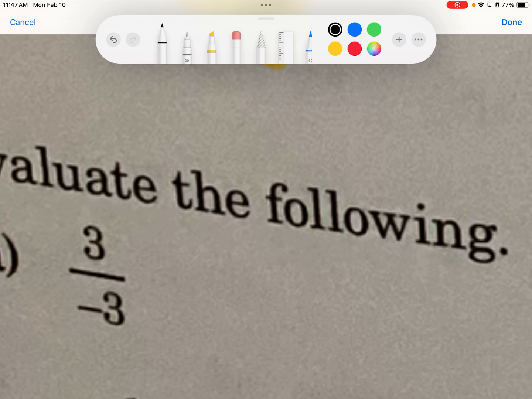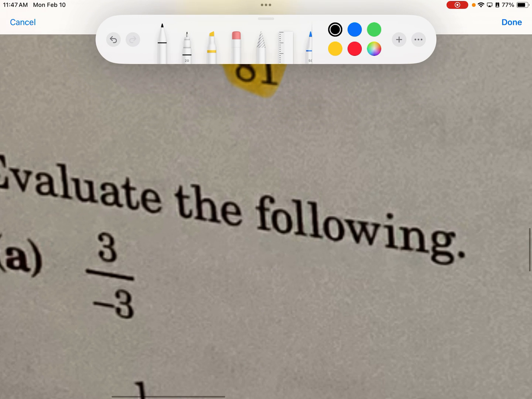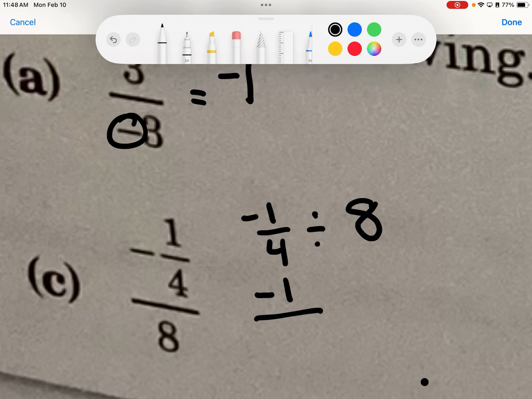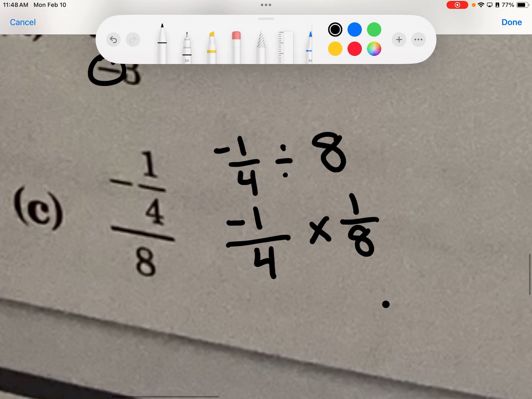The answer is -1. Yes. So any number over itself is 1, but we have to deal with this negative sign. So it's -1. All right. Read me off this one. Since it's division, do it step by step. What would be the next step? -1/4 divided by -8. We multiply by the reciprocal, which is -1/4 times 1/8. And then we multiply across. 1 times 1 equals 1.